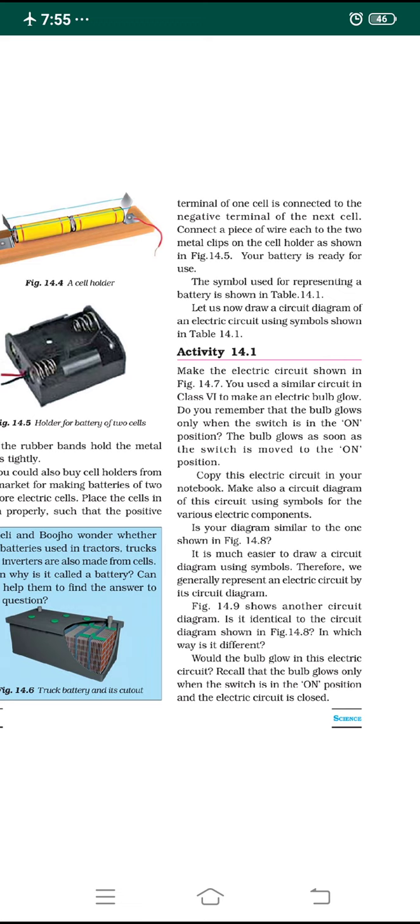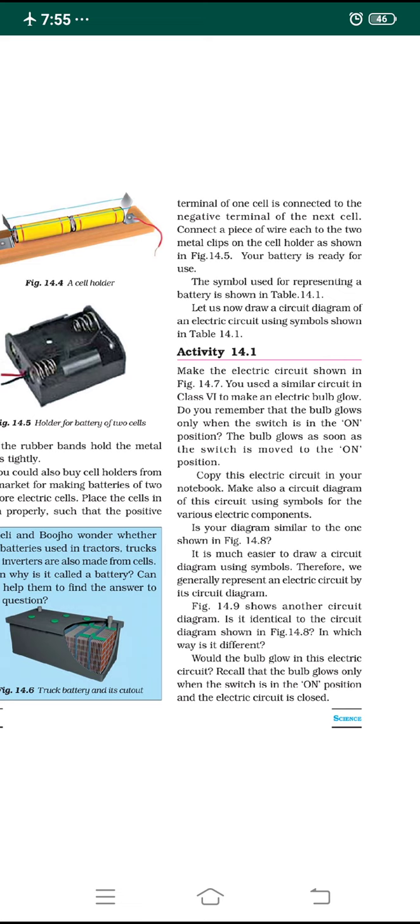It is much easier to draw an electrical circuit by using symbols. Am I right or not? Yes, it's very easy. Therefore we generally represent an electrical circuit by using symbols, as a circuit diagram only. Look at figure 14.9, which shows another circuit diagram. Is it identical to the circuit diagram shown in figure 14.8? You should check it with both, and compare in which way they are different.